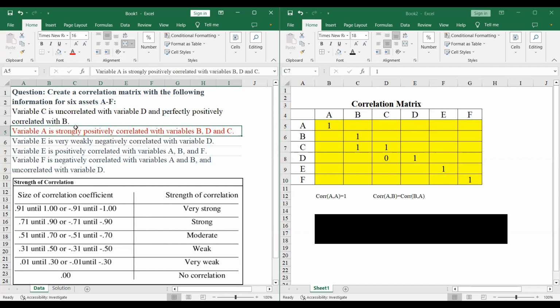Now, there are two qualifiers over here. First, we know that A moves in the same direction with variable B and C. The second thing we know is that this relation is strong.